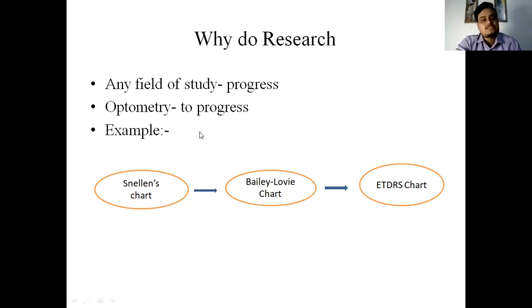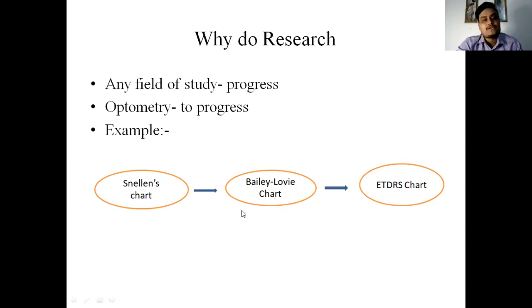To understand this progress, there is an example. Snellen's chart, which is universally accepted for recording visual acuity, is not suitable for specialized populations, like low vision patients with very diminished vision, or pediatric age groups. For them, it is very difficult to understand the Snellen chart or record the visual acuity. There comes Bailey-Lovie. There comes ETDRS. So this is the evolution, the revolutionization. Snellen's chart fails for the specialized population, then Bailey-Lovie was invented, then ETDRS. This is how the progress of visual acuity charts goes on.